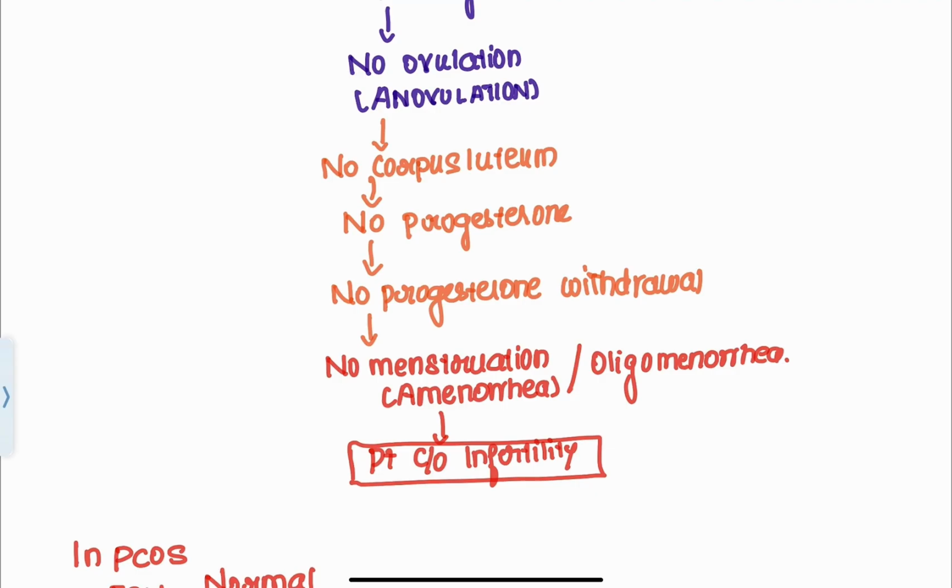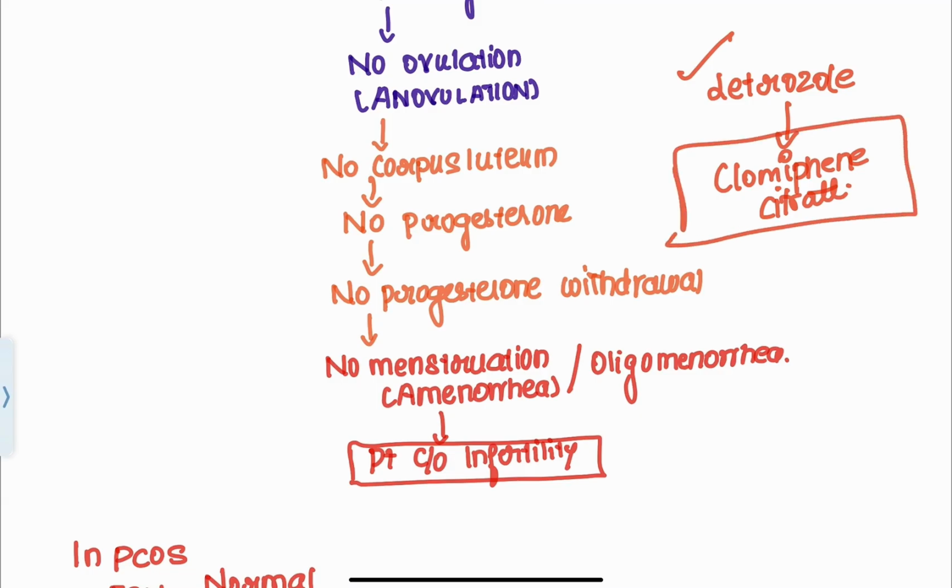So what is the drug of choice for treatment of infertility in patients of PCOS? It is actually letrozole, followed by clomiphene citrate. So just check in your question whether letrozole or clomiphene citrate is given. If letrozole is given, letrozole should be the answer. If letrozole is not given and clomiphene citrate is given, then clomiphene citrate is going to be the answer. So the most common is letrozole followed by clomiphene citrate.